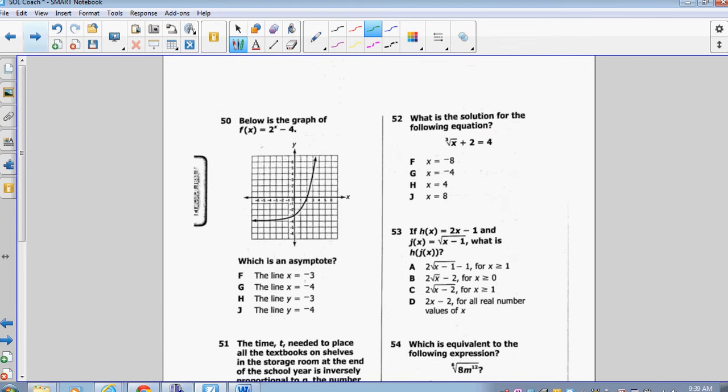Alright, one more page. Alright, where is the asymptote for this graph? They tell you that it's an exponential, and you need to remember that exponentials are going to have horizontal asymptotes, which means it can't be F or G. Now also, this number here in your exponential is showing you that you're shifting down 4. So it went from 0 to negative 4. So your asymptote will be right here at y equals negative 4.